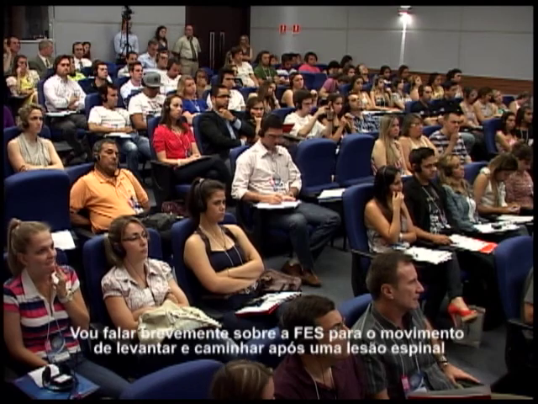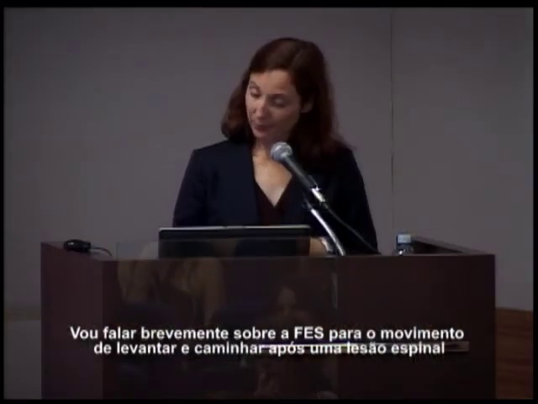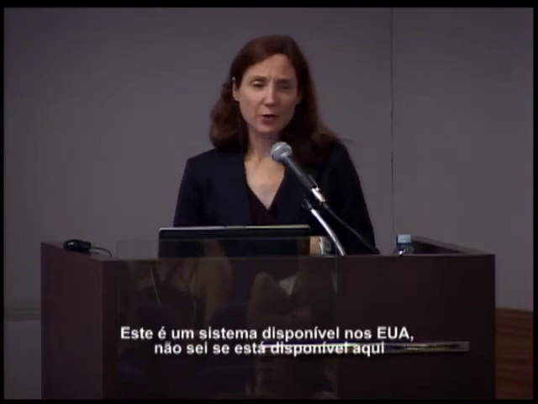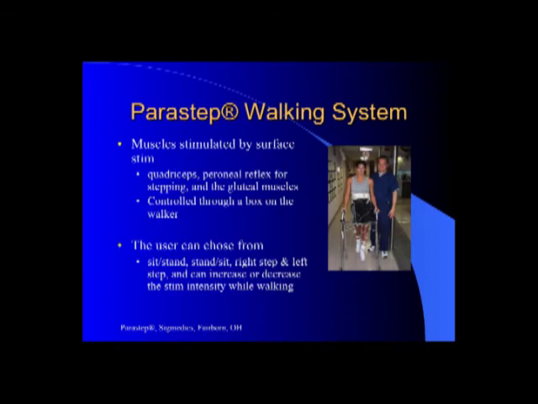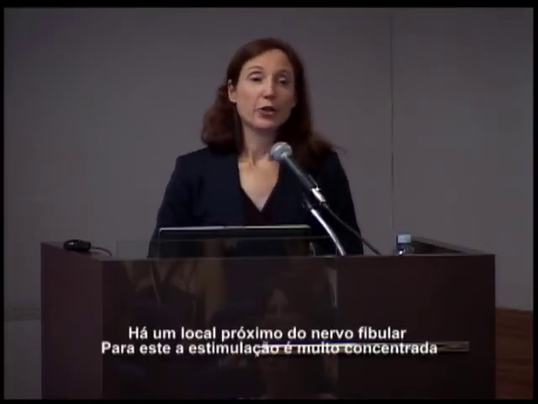Okay, real briefly, I'm going to talk about FES for standing and walking after spinal cord injury. This is a system that is commercially available in the US. I don't know if this is available here, called the Peristep. And these are electrodes that you can place. They're all surface electrodes. You place them on the skin. They're placed on the quadriceps. There's one placed near the peroneal nerve.